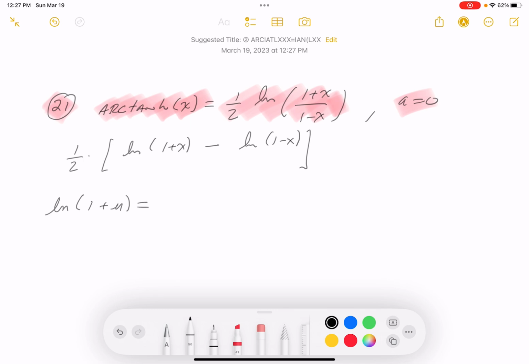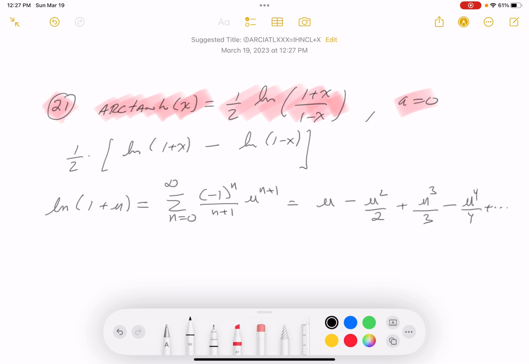If I were to expand that, let's see what I'd get. Let me write the sum down for you. That's the sum from n equals 0 to infinity of alternating, negative 1 to the n plus 1, u to the n plus 1. So if you were to write that down, you'd get u minus u squared over 2 plus u cubed over 3 minus u to the fourth over 4, and so on.